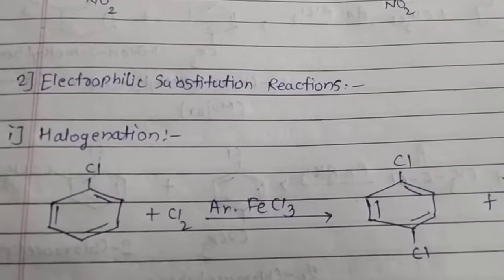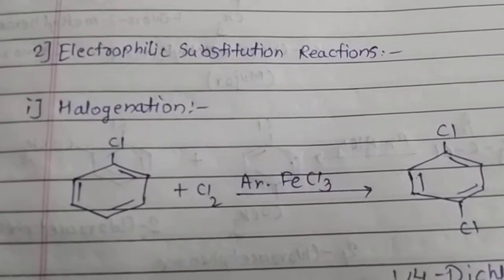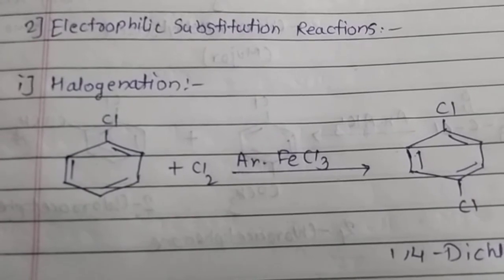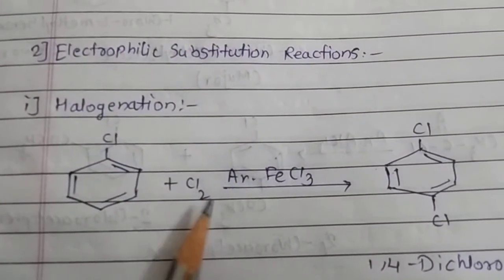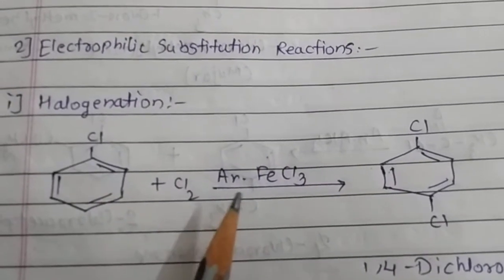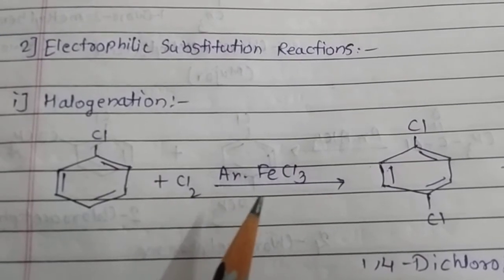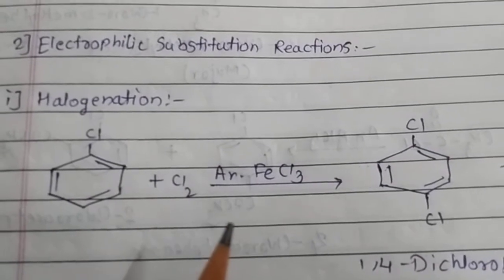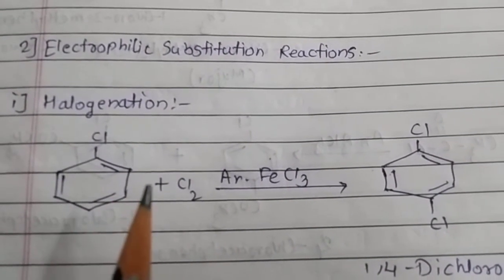Now we'll see electrophilic substitution reaction. Attack of an electrophile is easy on benzene because electrophiles are electron deficient species, they are positively charged, and benzene is an electron rich species. So in the halogenation reaction, halogen is substituted. Cl plus ion is formed by the reaction of FeCl3 with chlorine. In that reaction Cl plus is formed, which acts as the electrophile, and it attacks the benzene ring.